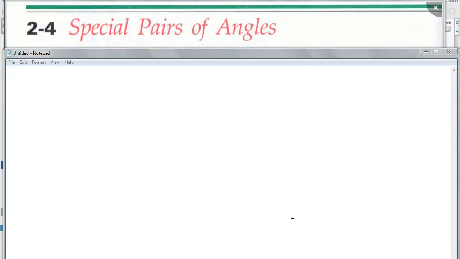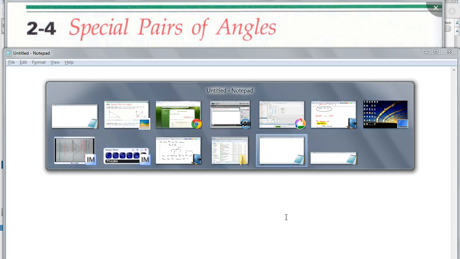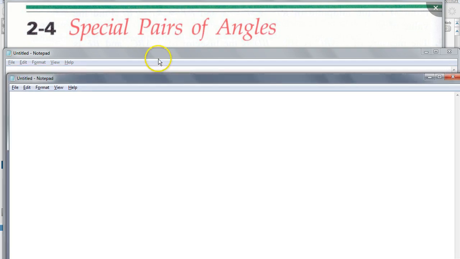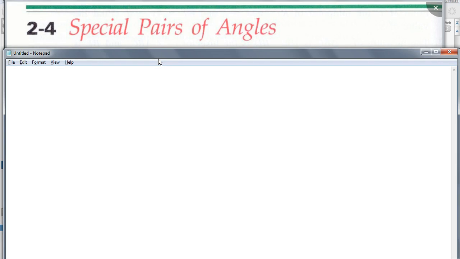So, special pair of angles. Our first special pair starts with C. Anybody want to guess what they might be? How about congruent? Okay, actually, that is a good guess. How about when the two angle measures add up to 90? What's that called?